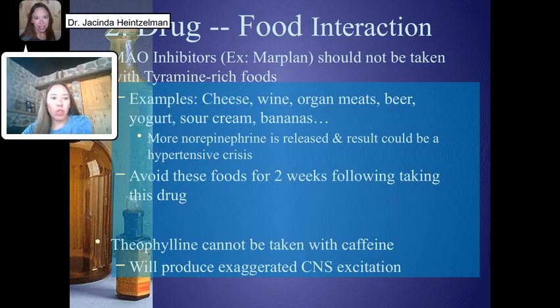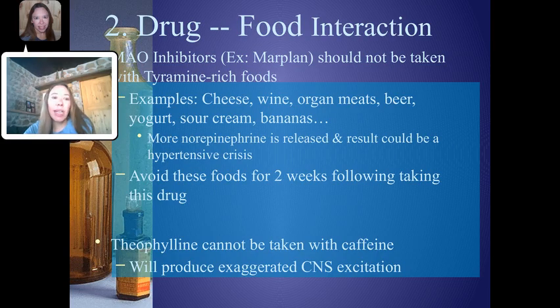A little bit more about drug to food interactions. This one's very serious. So MAO inhibitors, and this is going to be used for depression. We don't use these too often, but it is a class of medications that we will use for that. So MAO inhibitors should not be taken with tyramine-rich foods. Well, what in the world does this mean? Have you ever heard of tyramine being in foods? Well, foods such as cheese, wine, organ meats, beer, yogurt, sour cream, bananas, they are all rich in tyramine.